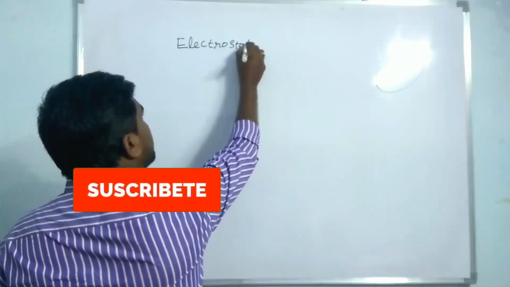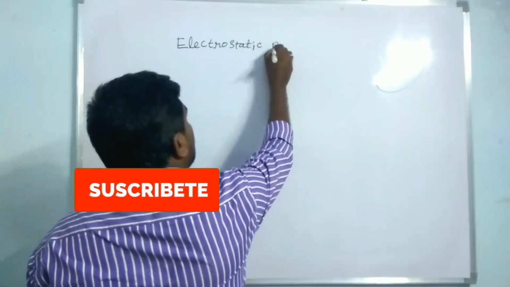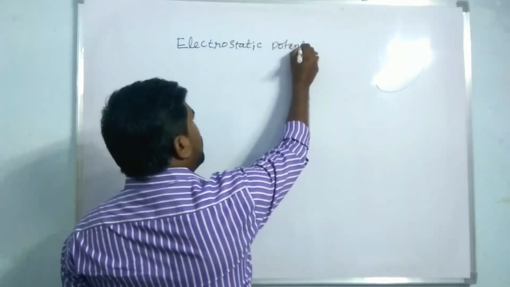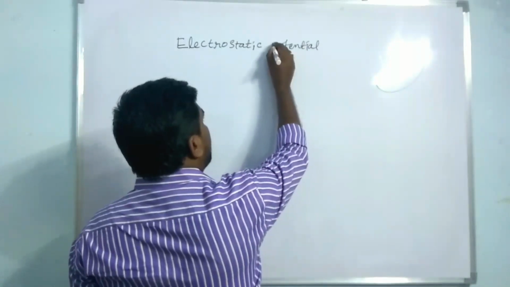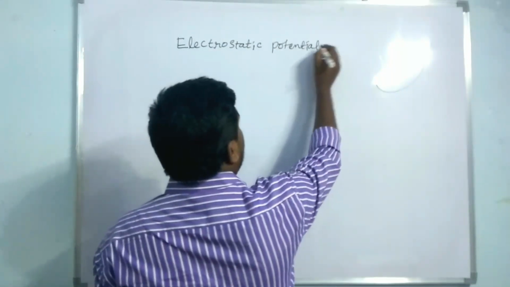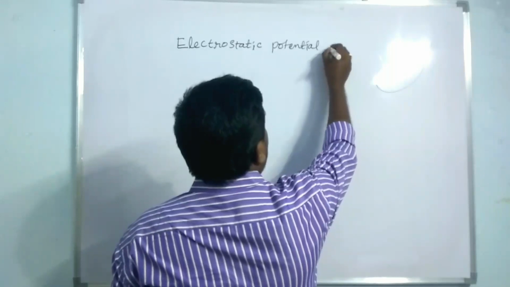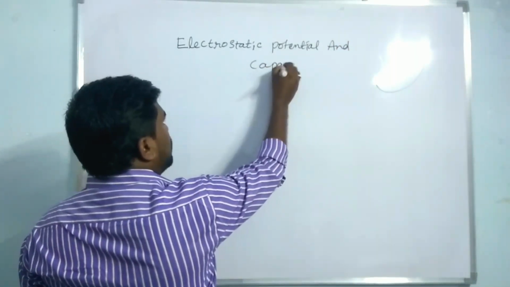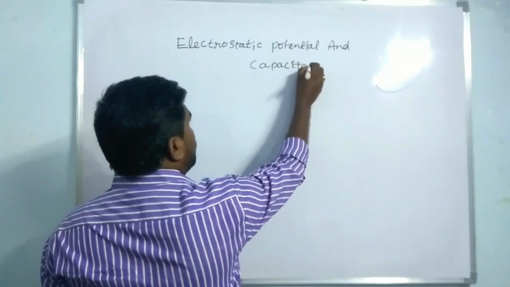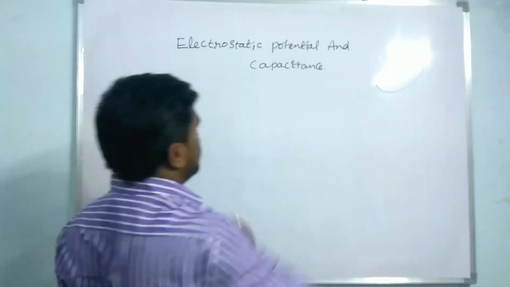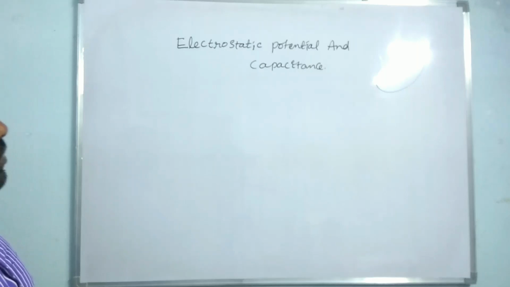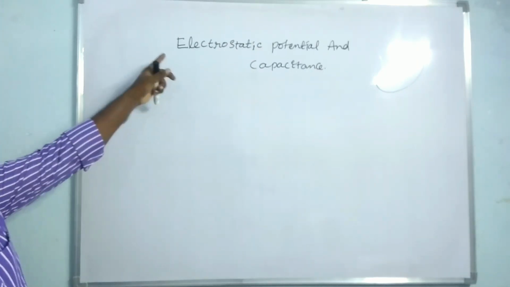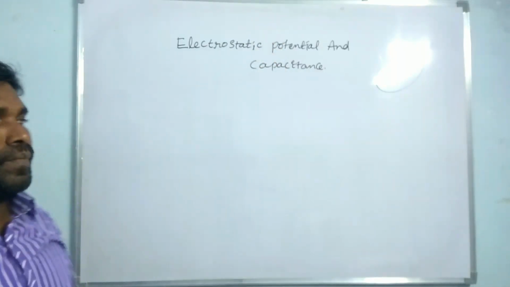Electrostatic potential. So here in this we need to learn about the capacitance also. Capacitance is a different category you have to learn. Before going to that, you have to learn electrostatic potential here.